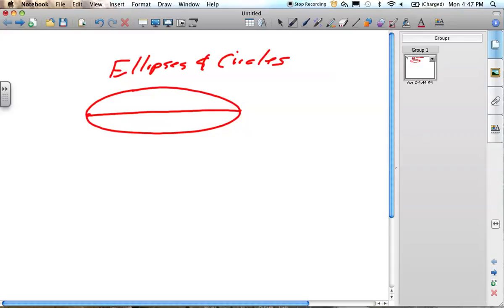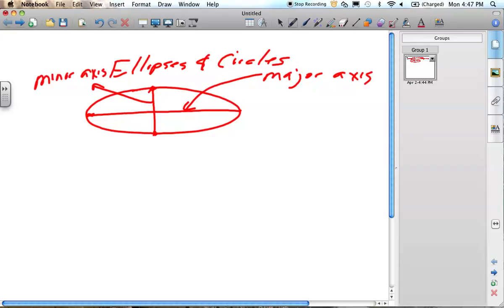We're going to have two axes. This long axis is called the major axis. And the small axis is called the minor axis. The point where they intersect is your center. Now this thing actually has 4 vertices. These are the 2 main vertices off of the major axis, and then these 2.